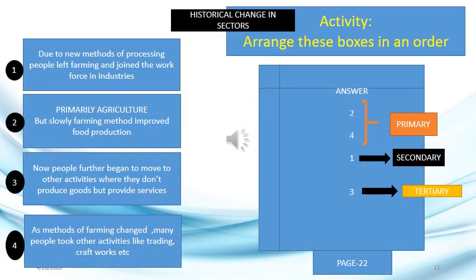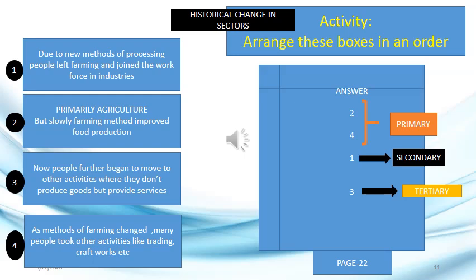After knowing what is GDP, what is primary, what is secondary, what is tertiary, let's do an activity again. I have 4 items here on the left side, 4 boxes, numbered 1, 2, 3 and 4. The activity is you have to arrange these boxes in an order. And once you read all these items, box number 1, 2, 3 and 4, you will be getting an answer like this.